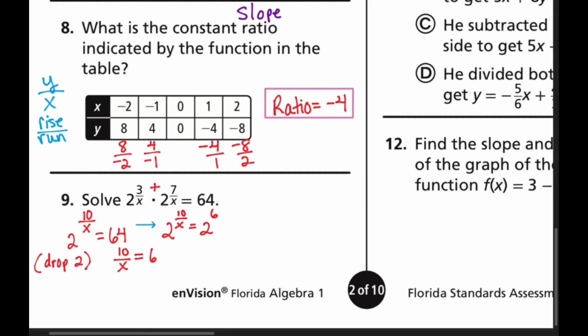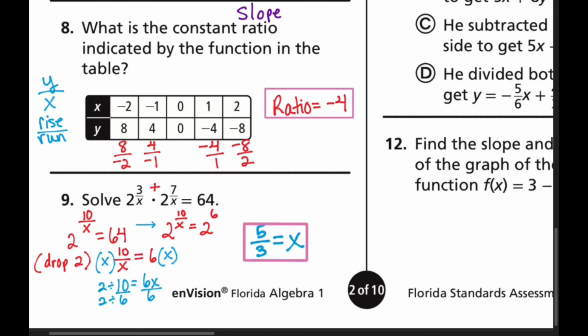And now I'm just going to solve for x. So first I need to get the x out of the denominator. And then I'm going to divide by 6. And I get 5/3 after I simplify the fraction. So my x value is 5/3, and that is completing this problem.